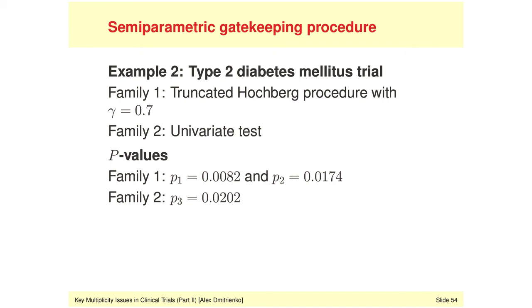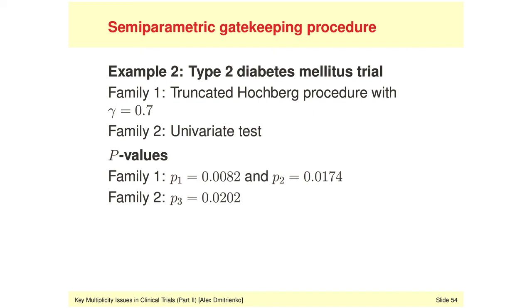In this section, I'm going to show how this macro can be used to perform multiplicity adjustments using the Hogberg-based parallel gatekeeping procedure that we introduced earlier in this module in example 2, based on the type 2 diabetes trial. With this gatekeeping procedure, we're going to apply the truncated Hogberg procedure with the truncation parameter set to 0.7 in the primary family, or family 1. In family 2, as we have said, there's only one hypothesis left, and therefore there are no additional sources of multiplicity. It will be sufficient to carry out a standard univariate test.